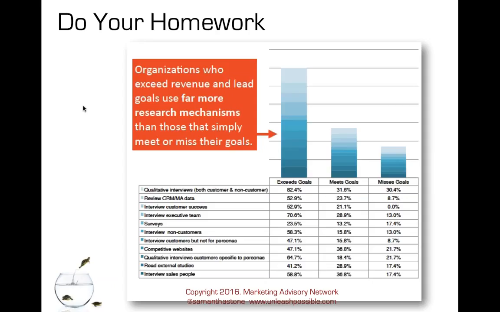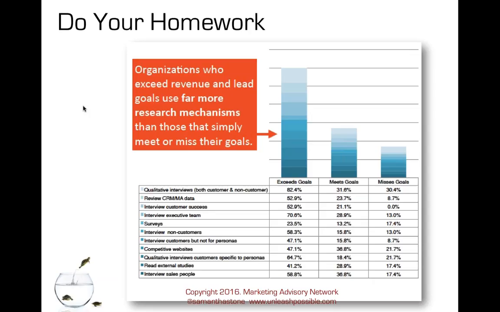And if we really want to understand that, we have to do our homework. Those who exceed revenue and lead goals use far more different methods to collect insight than those who miss their goals. We need to look inside our databases at the data trends that we can find. We need to look at third-party data. We need to look at research reports. We need to look at what our competitors are doing. We need to read studies. We need to interview our sales team and our executives and others in our organization, like those in support.